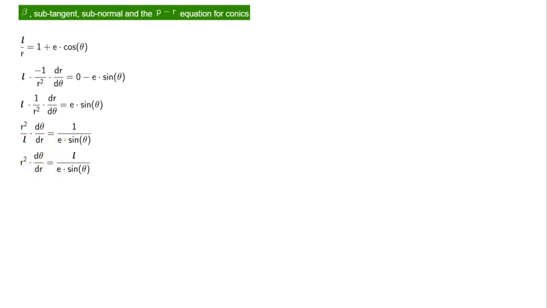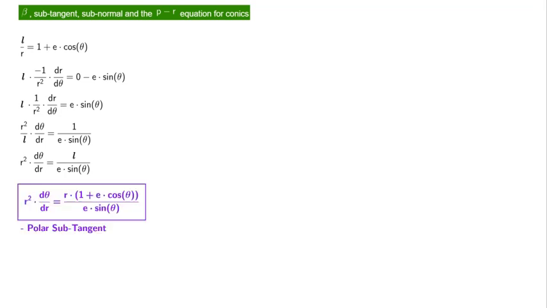And we know what R square times d theta by dr is. That is our polar subtangent. So here what I have done is I have substituted the value of L. L is R times 1 plus E cos theta. So the polar subtangent is given by R times 1 plus E cos theta divided by E sin theta. So that was the polar subtangent.